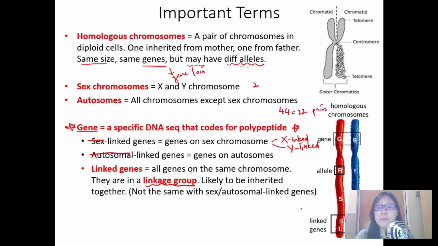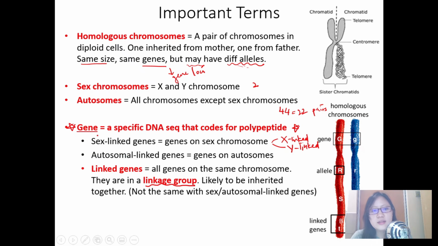For example, you can say that B and T are found on the same chromosome. Right? Gene B and gene T. This means that they are in a linkage group. They are likely to be inherited together because they're all on the same chromosome. I can even say G, R, S, T. These genes can be on the same chromosome and therefore are in the same linkage group. So it's very likely that you inherit G, R, S, B, T together from your mom, maybe. Okay, so that's linked genes.